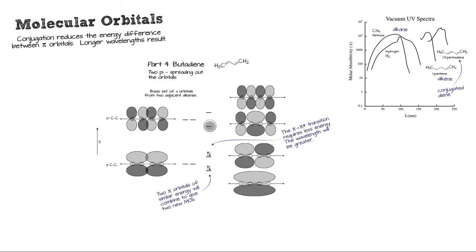The more orbitals you get, the closer the HOMO and the LUMO get to each other. So the pi to pi star transition requires less and less energy and is easier to do. So a conjugated diene is going to absorb at a longer wavelength, or less energy is going to be required.